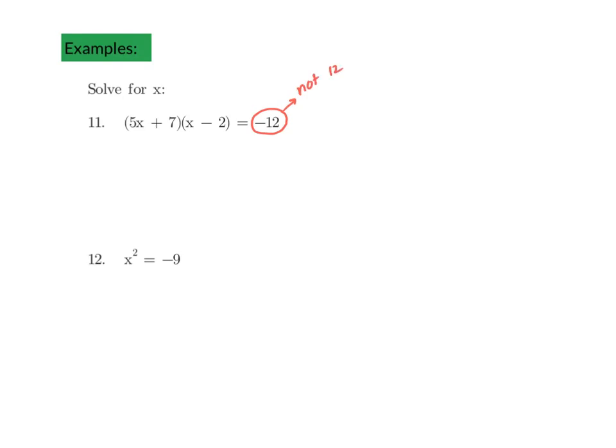In question 11, again I've got a situation where what I've got on the right is not 0. So what I must do is rather multiply everything out. 5x squared, that gives me 7x. That gives me negative 10x, so I'm going to get minus 3x, minus 14, and I'm going to bring the 12 so that it sits on the left. And I have it equal to 0. Remember, I want equal to 0. So then I'm going to get 5x squared minus 3x minus 2 is equal to 0.